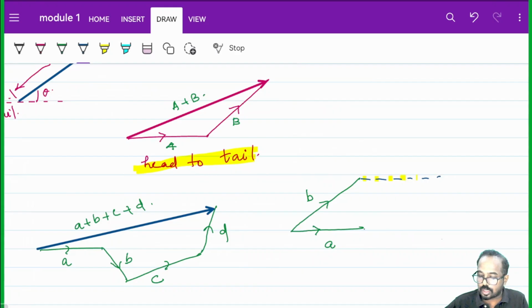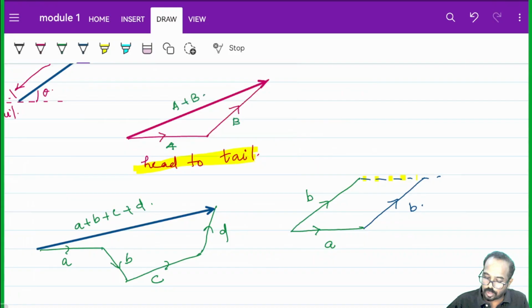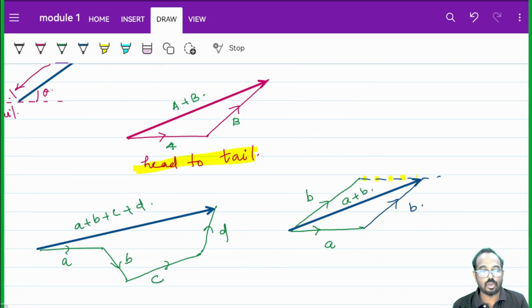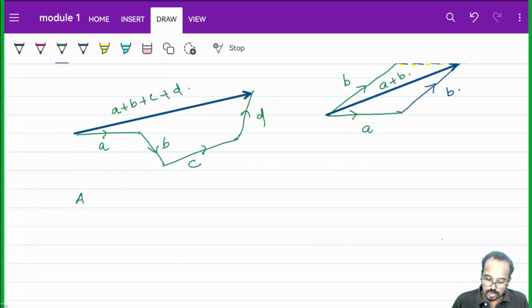So you can join the tail and head here, and this will be B. Now you can add this. You join the tail of the first vector to the head, and this will be your A plus B. You need to remember this point: head to tail join, and then the tail of the first vector to the head of the last vector will be the resultant, the sum of the vectors. Understood? Parallel shifting, you can use it for that. One more point, this is the first point you need to remember for addition: angle between vectors.